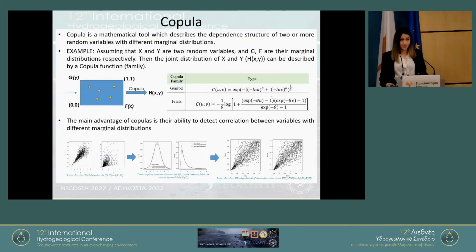Before continuing to the methodology that we have used, I would like to spend some time in order to explain to you what is the main tool of this presentation, which is copulas.